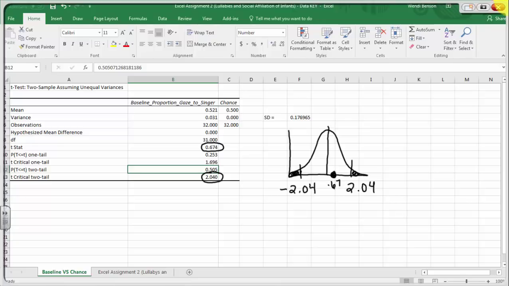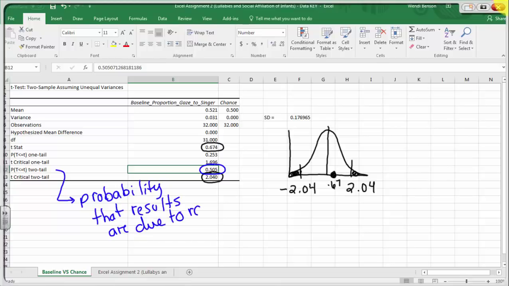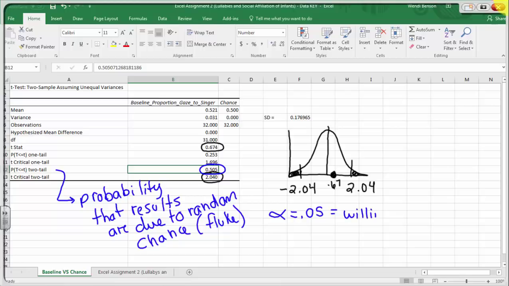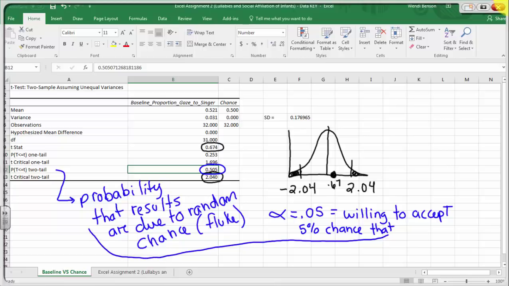Now, also, and actually an even better way to determine whether or not you have significant findings is to look at your p-value. So that's this right here. So in this case, p tells you the probability that results are due to random chance, or in other words, a fluke. Well, remember, if alpha level is 0.05, then that means we are willing to only accept a 5% chance that your results are due to random chance.